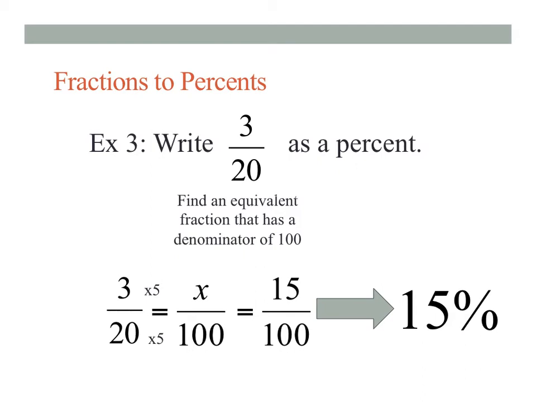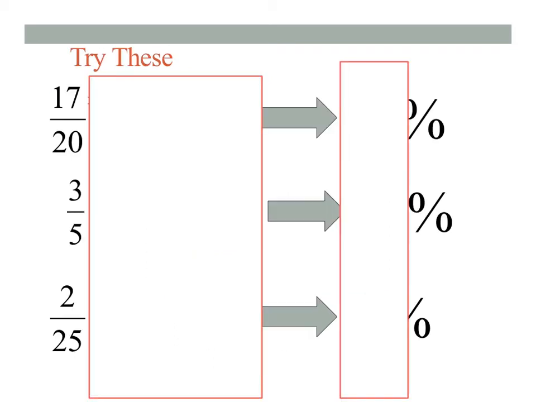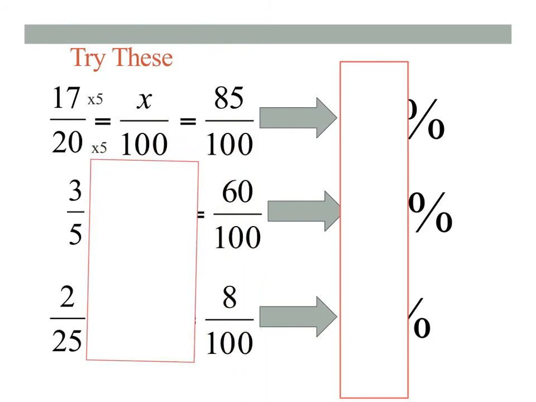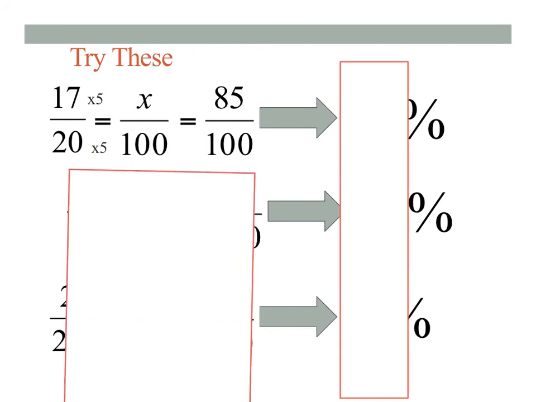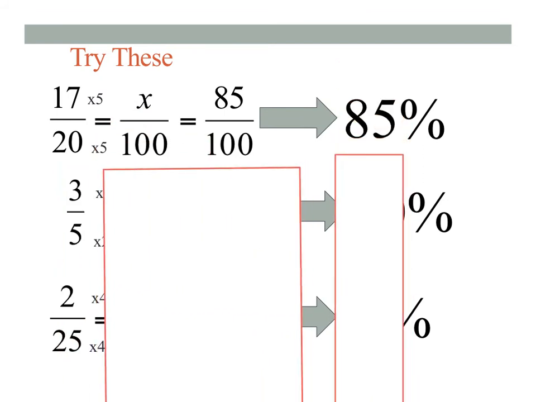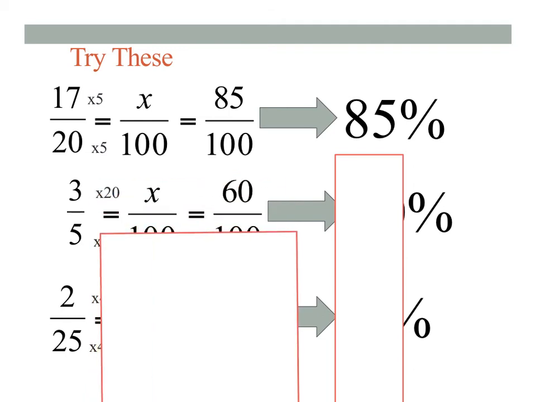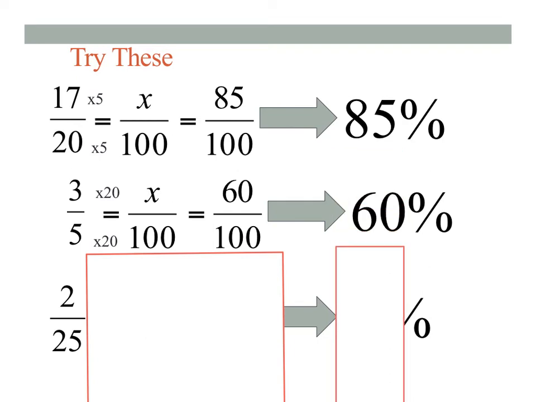But what happens if the denominator is not easily converted to 100? Let's look at these three. These three I purposely chose to do quickly because every denominator can easily be changed to 100. What can I multiply 17 twentieths by? 5. 17 twentieths can be multiplied by 5 over 5, and that gives you 85 over 100, which is 85%. 3/5, what do I multiply by? 5. No. 20 over 20, and that gives me 60 over 100, which is 60%.